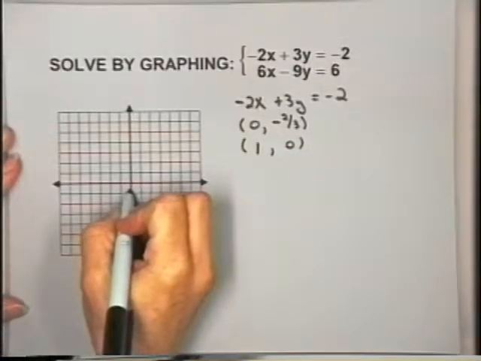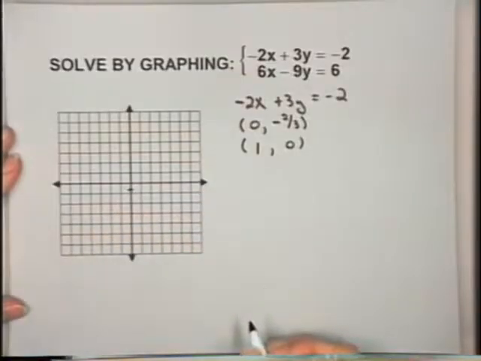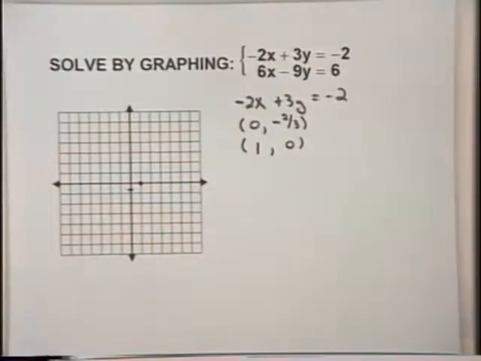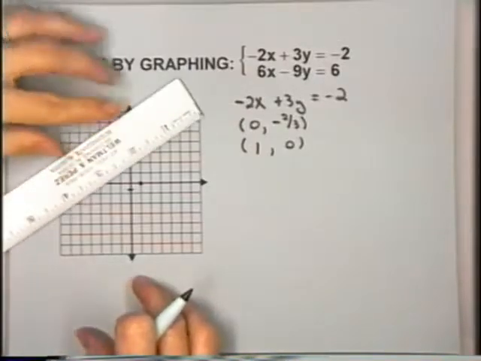0, negative 2/3, that's going to be approximately right there. And 1, 0 is going to be right there. Let's graph this line.